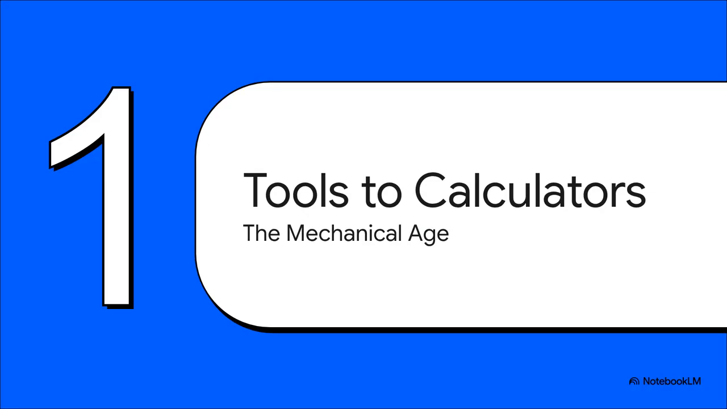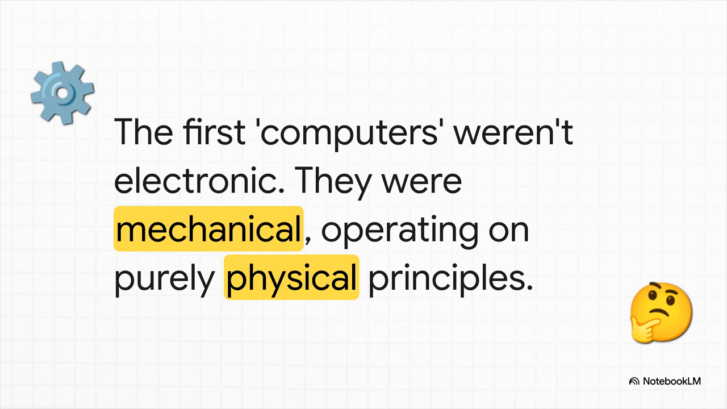Okay, first stop. A time before a single spark of electricity was used for computing. Welcome to the mechanical age. That's right. Long before we had silicon chips and circuit boards, you had these brilliant inventors creating tools to do math using physical parts. We're talking about things like the abacus, or even incredibly complex machines full of gears and levers, all designed to crunch numbers. These were the true ancestors of our computers, and they ran on nothing but physics.